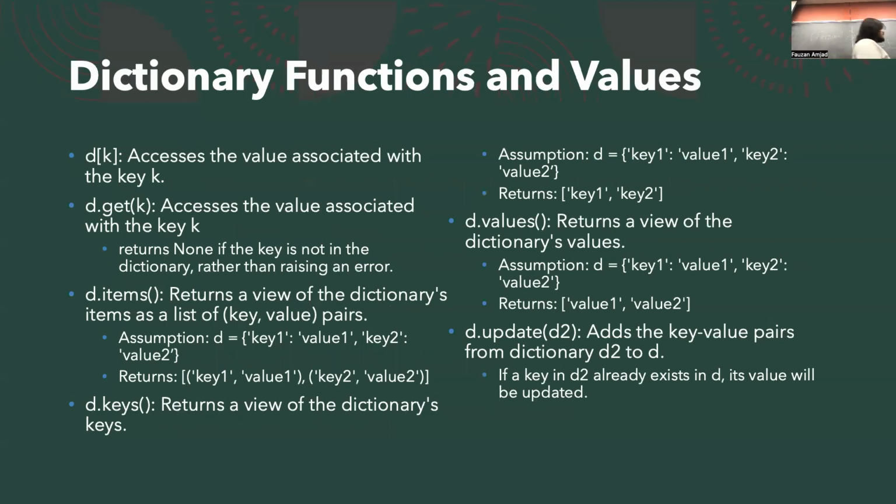Okay, so these are the different functions. You have just accessing it in square brackets. That's the easiest one, and that's how you access values. But the issue is, what if the value doesn't exist? That might raise an exception or an error. So there's a method that does that for you. It will be d.get, and that accesses the value associated with the key k and returns None if the key is not in the dictionary rather than raising an error.